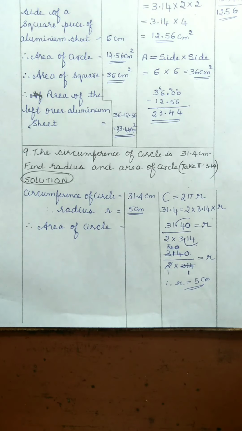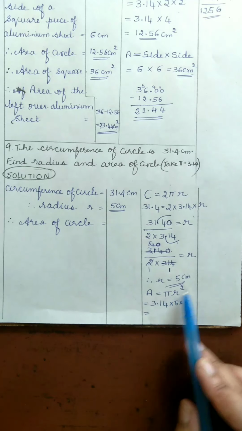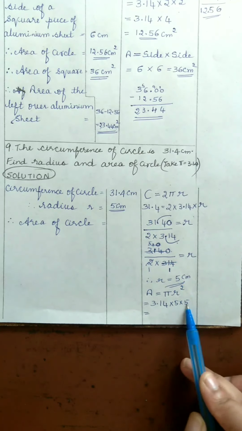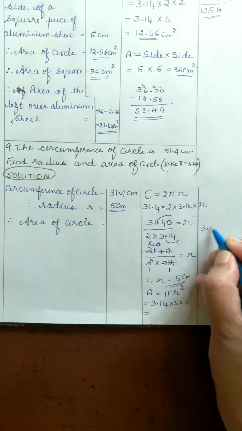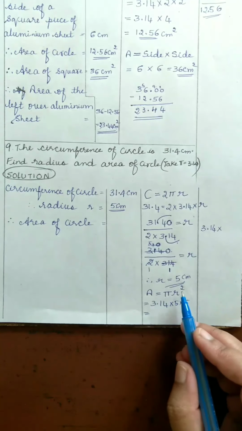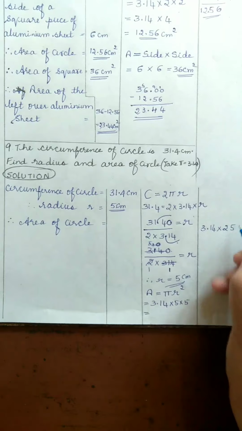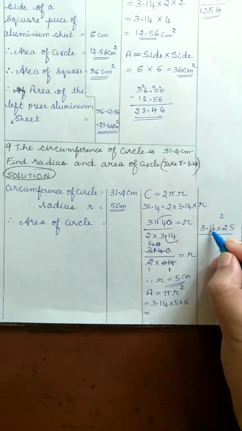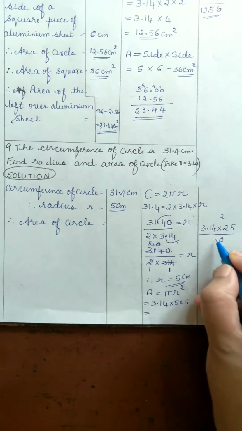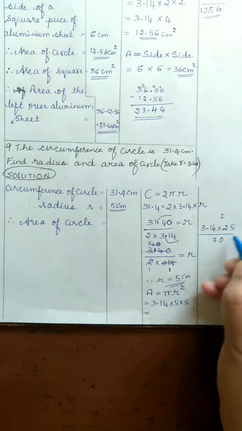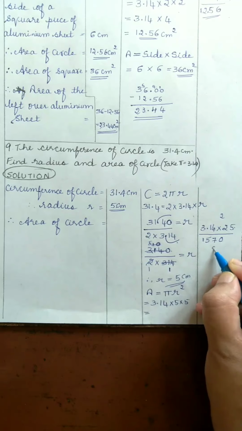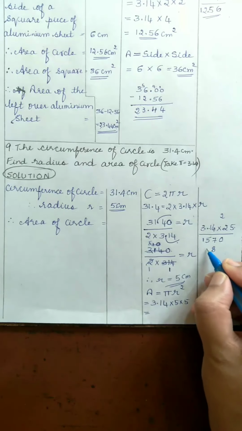Now, we need to calculate the area of the circle. To calculate the area of the circle, we have pi r square, pi 3.14 into, we got the radius value, that is equal to 5. So 5 into 5. Therefore, 3.14 into 5 5s are 25. So 3.14 into 25. 5 4s are 20, 2 is remaining, 5 1s are 5, 5 plus 2, it is 7. Then 5 3s are 15. Then 2 4s are 8, 2 1s are 2, 2 3s are 6.